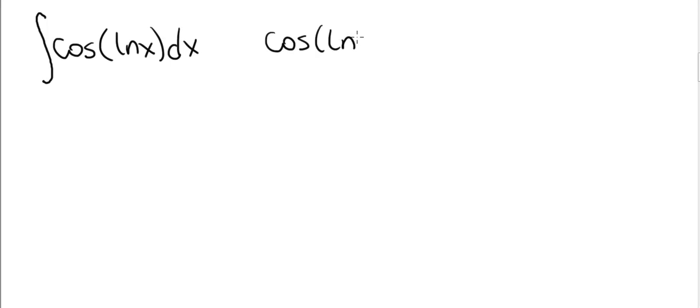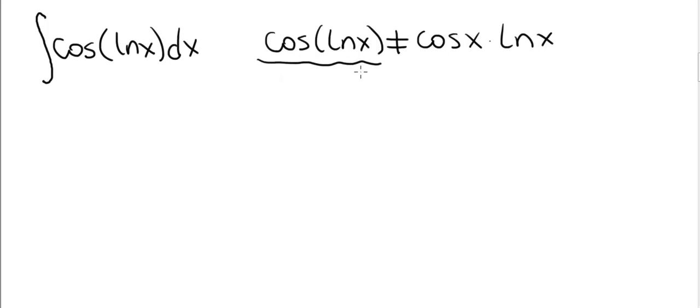We're going to use integration by parts to evaluate the integral of cosine of the natural log of x. First, recall that cosine of ln of x is a composition of two functions, cosine with natural log. It does not equal the product of cosine of x with natural log of x. We'll be integrating the function on the left, not the function on the right.